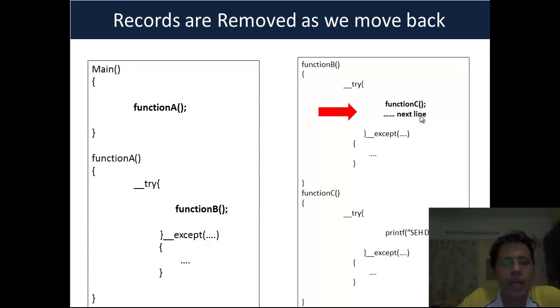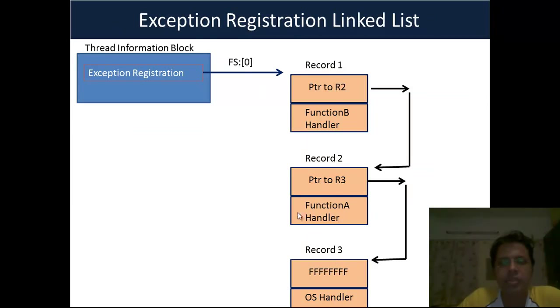So now what should ideally happen is, because now function C is no longer in context, the exception handler of function C would be removed. And this is exactly what has happened, is that the record which was on the top was removed. So last in was actually the record for function C, and that got removed first. And this is the reason we call it last in first out.